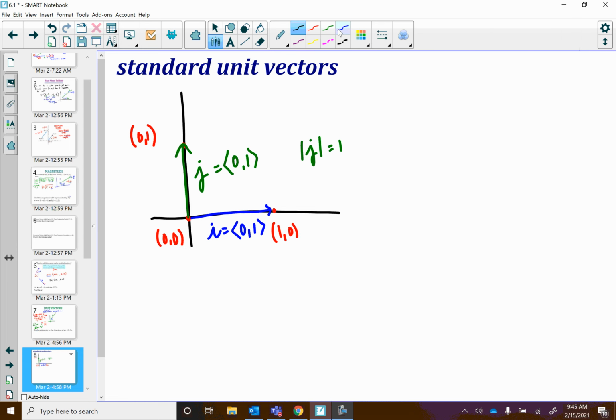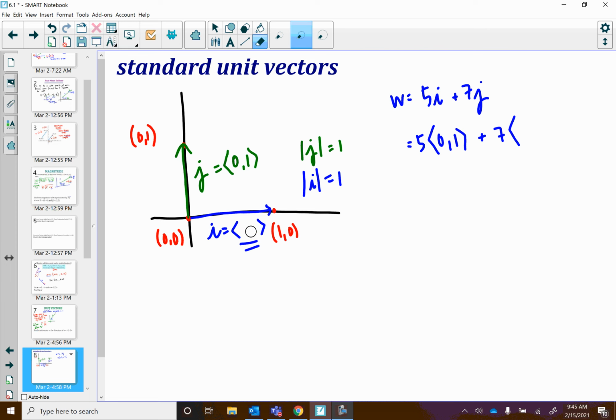Because it is a unit vector, a vector whose length is 1, I also know that the magnitude of i is equal to 1. Why would unit vectors be something we would need? Well, they could tell us that we need to find some new vector w, which is 5i plus 7j. Well, let's consider this. We know that i is the vector 1, 0. Sorry, I made a mistake earlier. Hopefully you caught that. And j is the vector 0, 1.